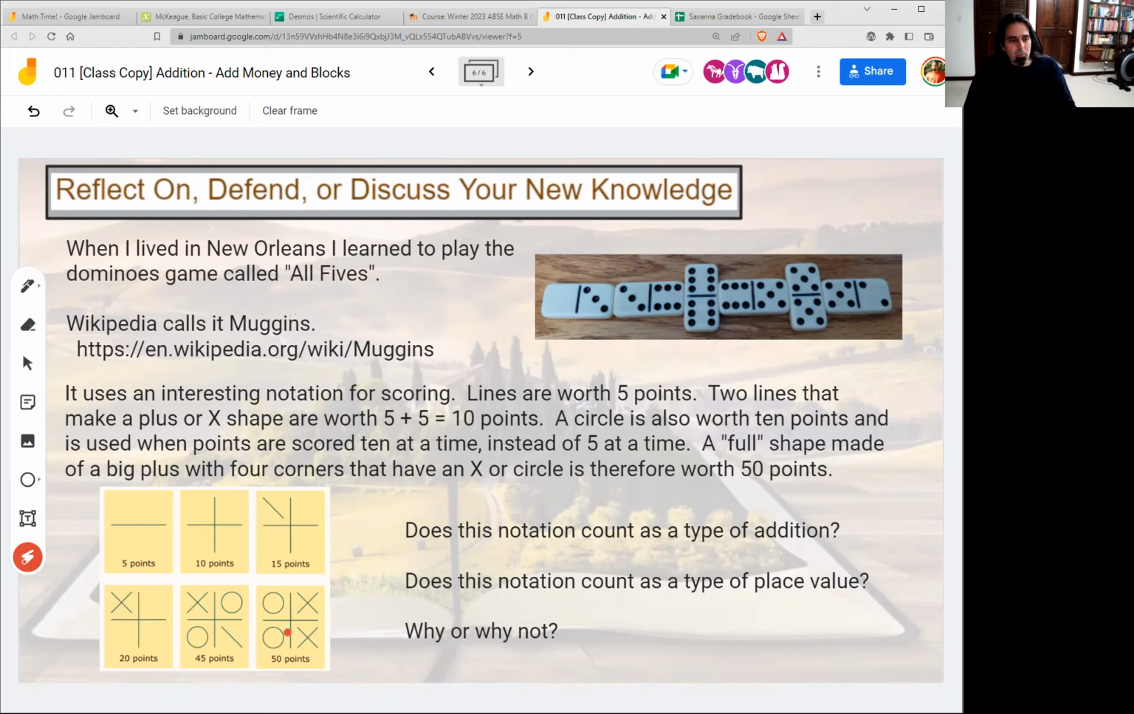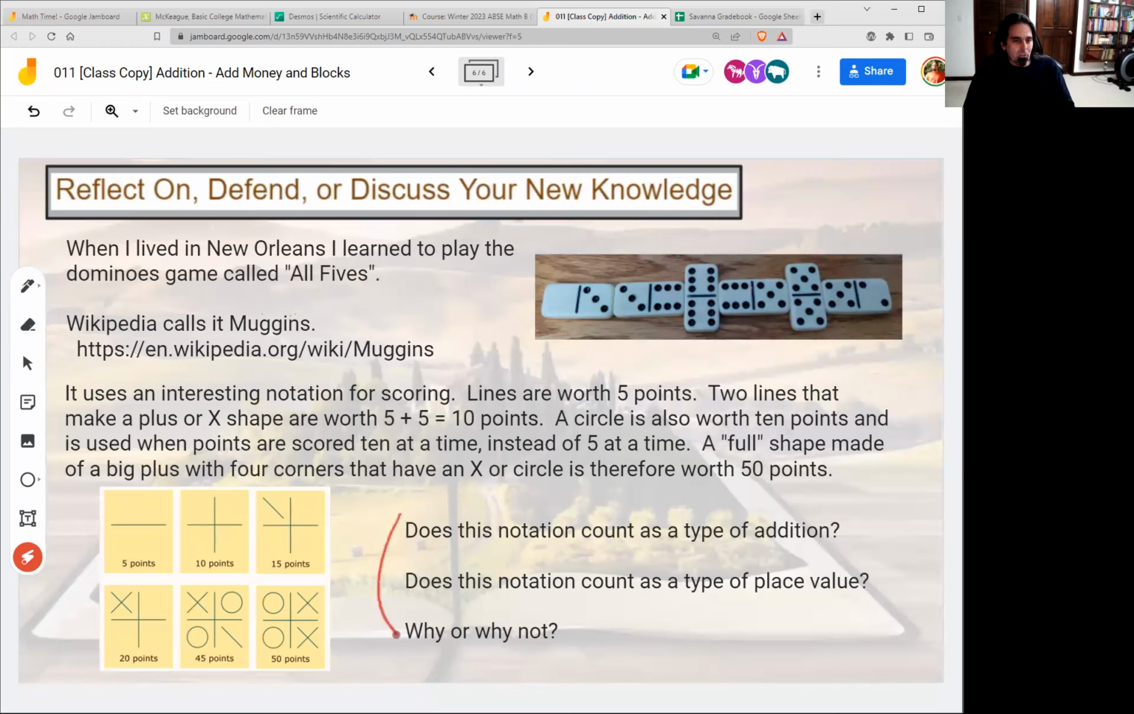So you will wind up with a full shape like this that has 10 points from the big plus in the middle, and then 10 points from each of the corners, which is either a 10 circle or 2 lines that are 5. Since you only can score points 5 or 10 at a time, then this works.